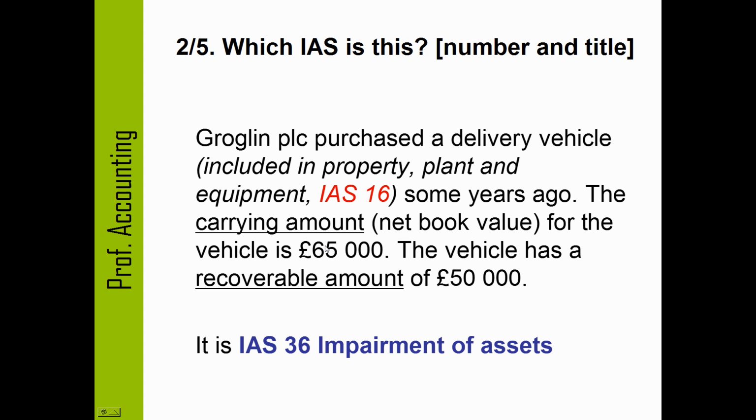And what would happen then is £50,000 will go on the balance sheet instead of the 65, the recoverable amount, and the 15,000 impairment loss will go as an expense in the P&L, or the statement of comprehensive income. So it's an interesting element. You just need to be aware of the terms. So look at a few examples.